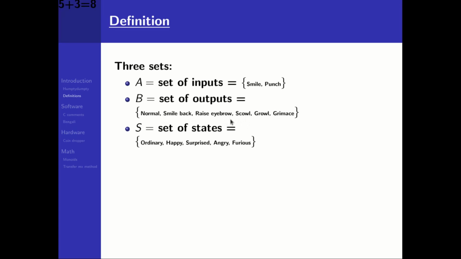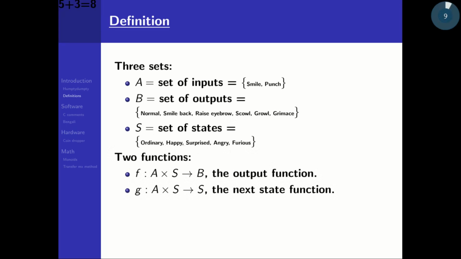Then we have the set of all mental states, or just states, S: ordinary, happy, surprised, angry, and furious. Then we have two functions that control the state and the outputs. The first function is the output function. We will call it F. It is from A cross S to B. That is, you take the current input and S, the current state of the mind. Based on that, it generates one of these 6 outputs.